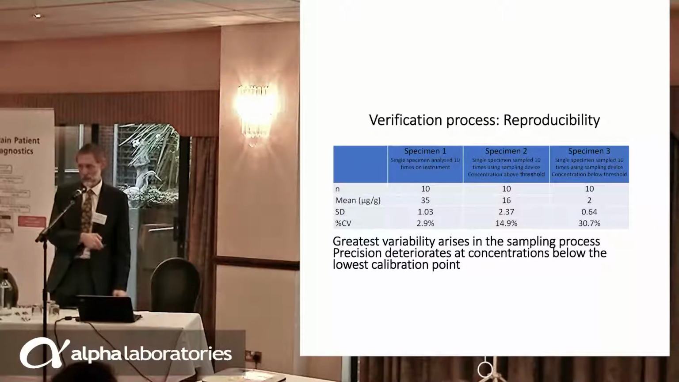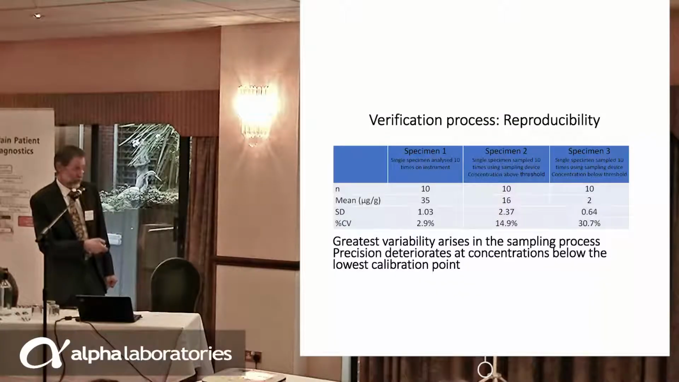So we have some commentary saying how important that is in our SOP. We have some data in there in our verification report. And it deteriorates quite markedly. So this is at level 2.